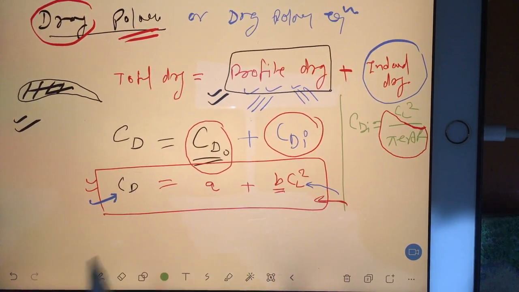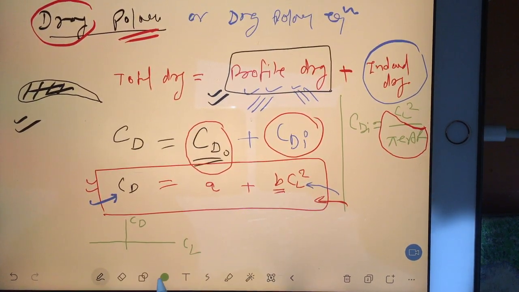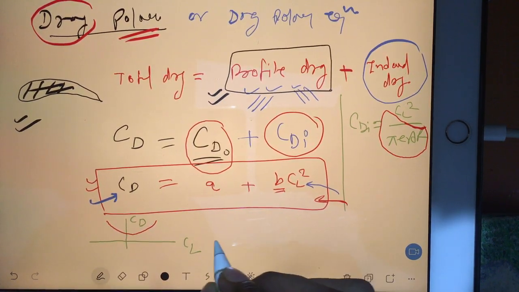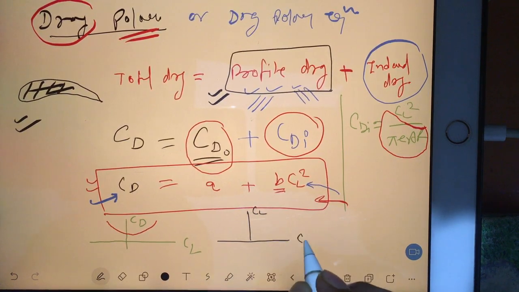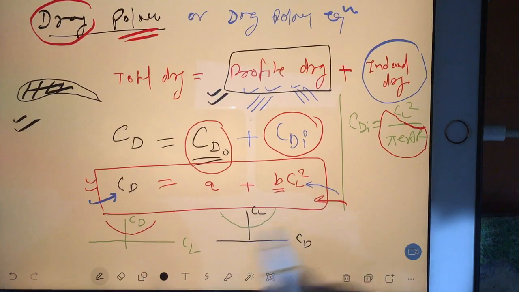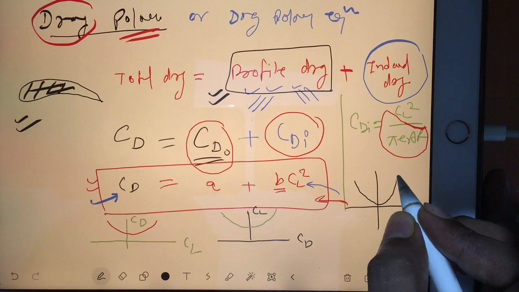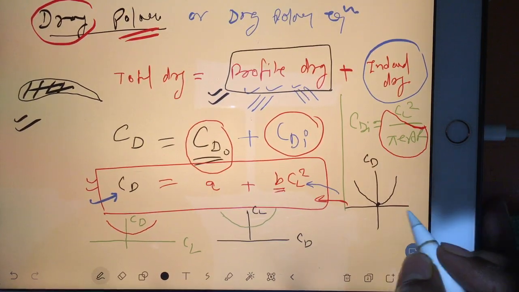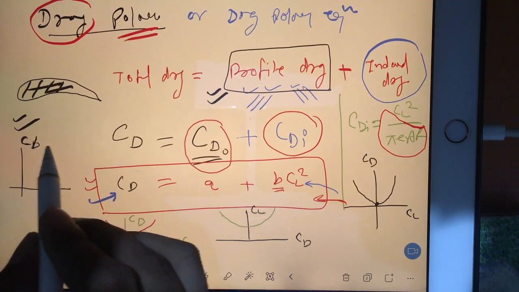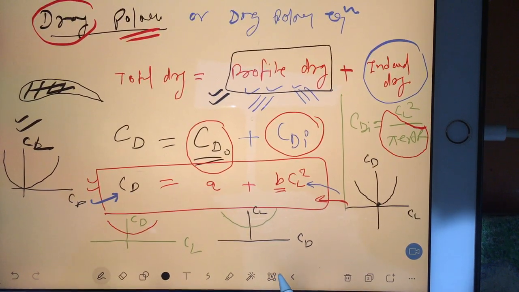Now I will draw two curves. In one curve I will draw CD here, CL here, and I will draw this line. Then another curve, I will draw CL here, CD here, this line, and another curve I will draw here like this. It is touching the origin. CD here, CL here. I will draw another curve, CL here, CD here, this line. Which curve you will choose as your drag polar curve?